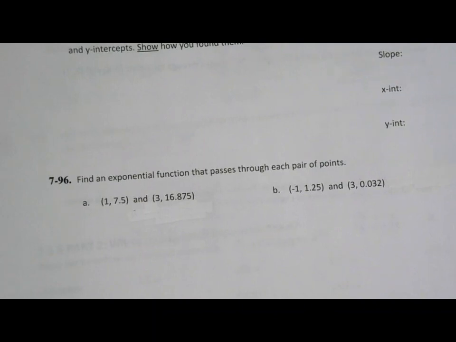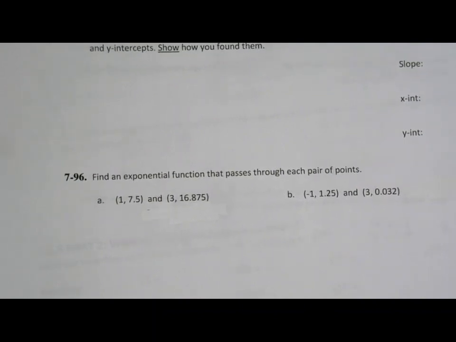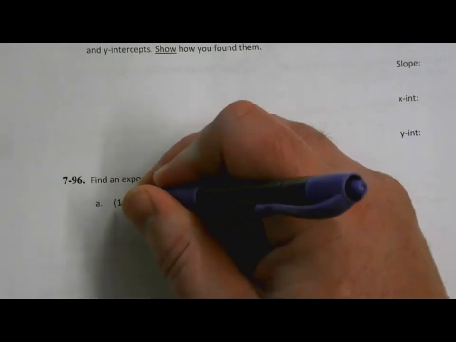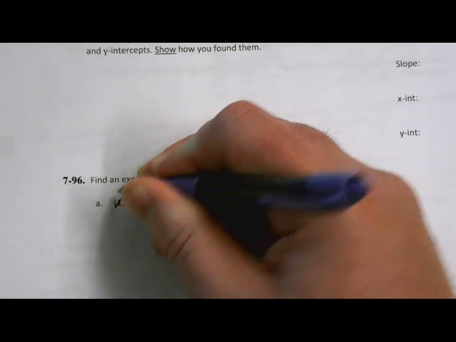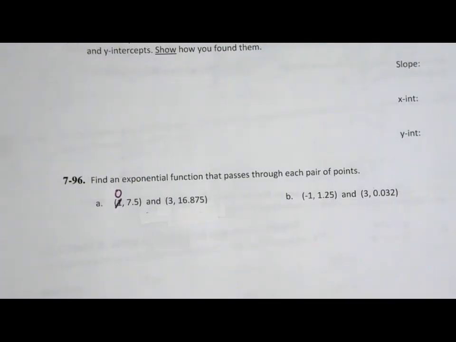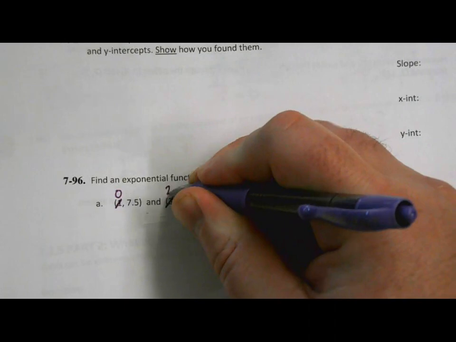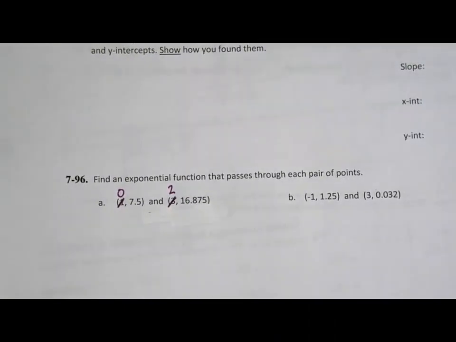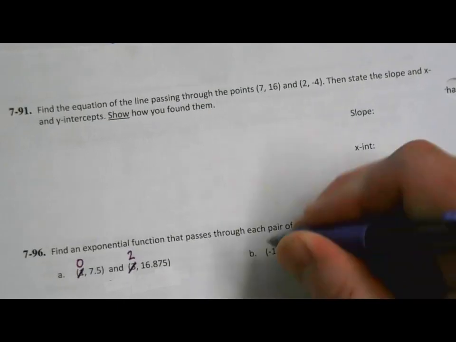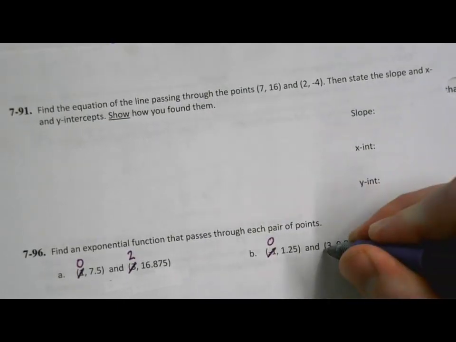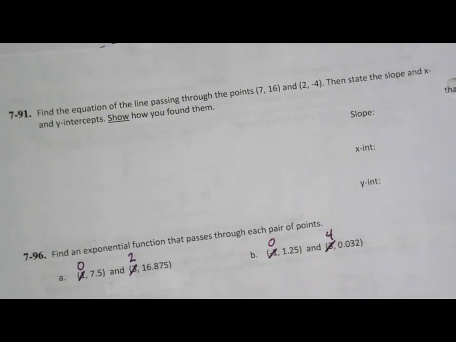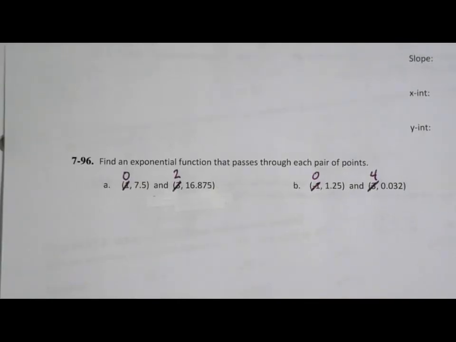Also, can I get you to make some changes? Flip your assignment over on the back. We're going to change number 96. We have not gone over how to do these yet, so I need you to make a couple changes for me, okay? You guys with me? Please make these changes right now. In part A, can you change 1 comma 7.5 to 0 comma 7.5? Change that 1 to a 0. Change this 3 to a 2. And in part B, change this -1 to a 0 and this 3 to a 4. We don't quite have the tools to handle it like it is, so we'll just make a quick modification, and now you should be able to do it.